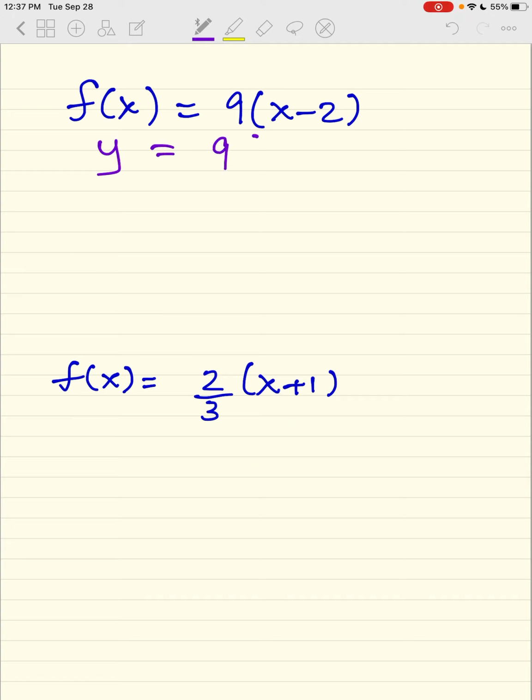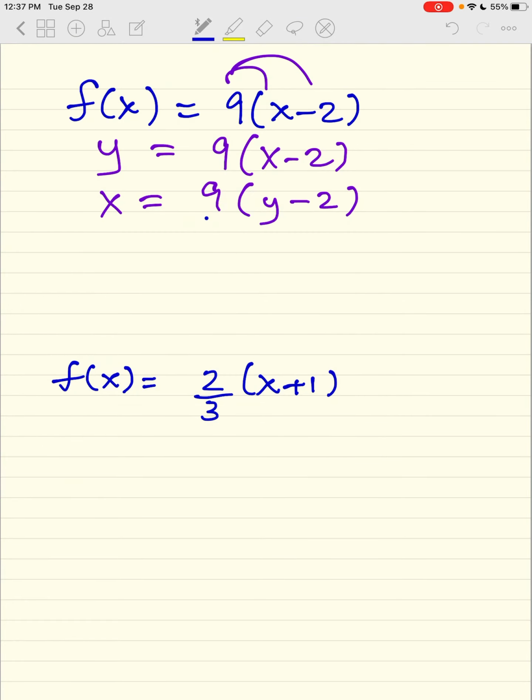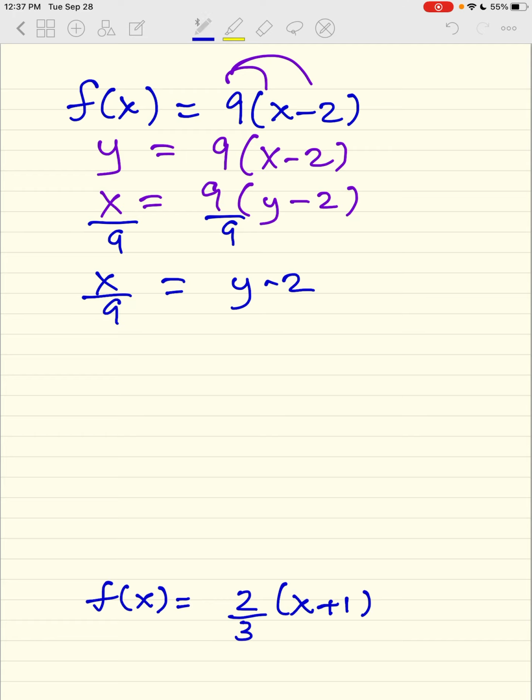Now, same thing here. y equals 9 times parentheses x minus 2. What you're going to want to do right away is, I know a lot of you are going to want to distribute this. Don't do that. Do not distribute. Divide by 9. Now you have y minus 2, and then add 2 to the other side, and we get x over 9 plus 2 equals y, which is that.